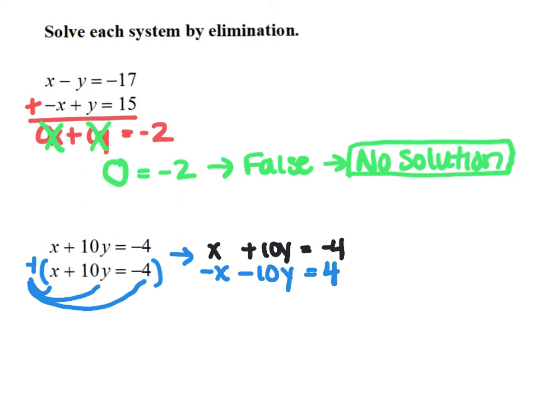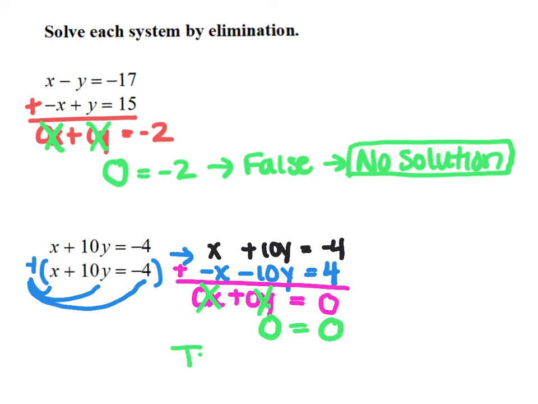Now when I add straight down to apply elimination, negative x plus x becomes 0x, 10y minus 10y becomes 0y, and negative 4 plus 4 becomes 0. Now if I have a 0x, I don't have to write it because that cancels the x out. The 0y also cancels the y out. So this becomes 0 equals 0. Now since this is a true statement, because 0 does equal 0, this is what we call infinitely many solutions.